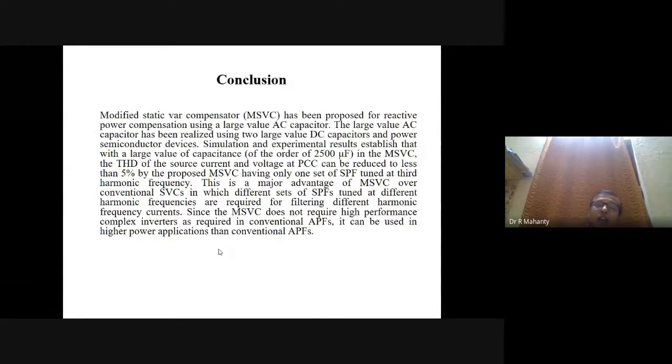This is a major advantage of MSVC over conventional SVCs, in which different sets of shunt passive filters tuned at different harmonic frequencies are required for filtering different harmonic frequency currents. Also, the MSVC does not require high performance complex inverters, as is required in conventional APFs. It can be used in high power applications, unlike conventional APFs.